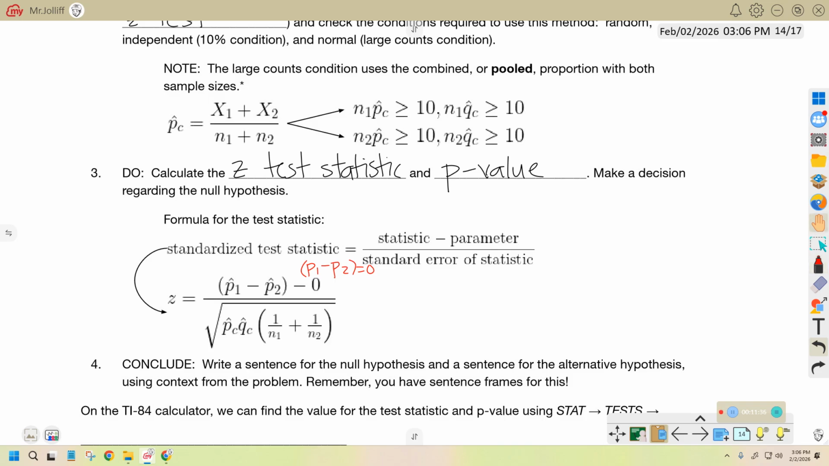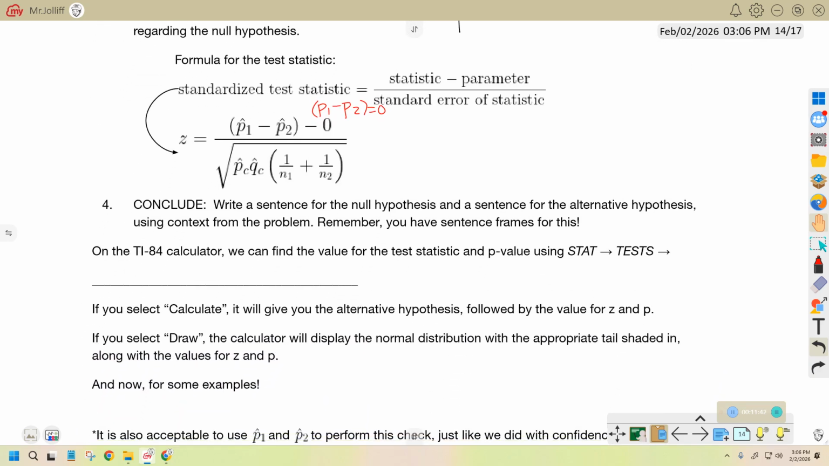A side note, because nobody wants to have to do that nasty equation by hand, on your calculator, stats, tests, and we are doing a 2 prop z test. And I believe it is option 6 under the test menu, if I remember from this morning correctly.